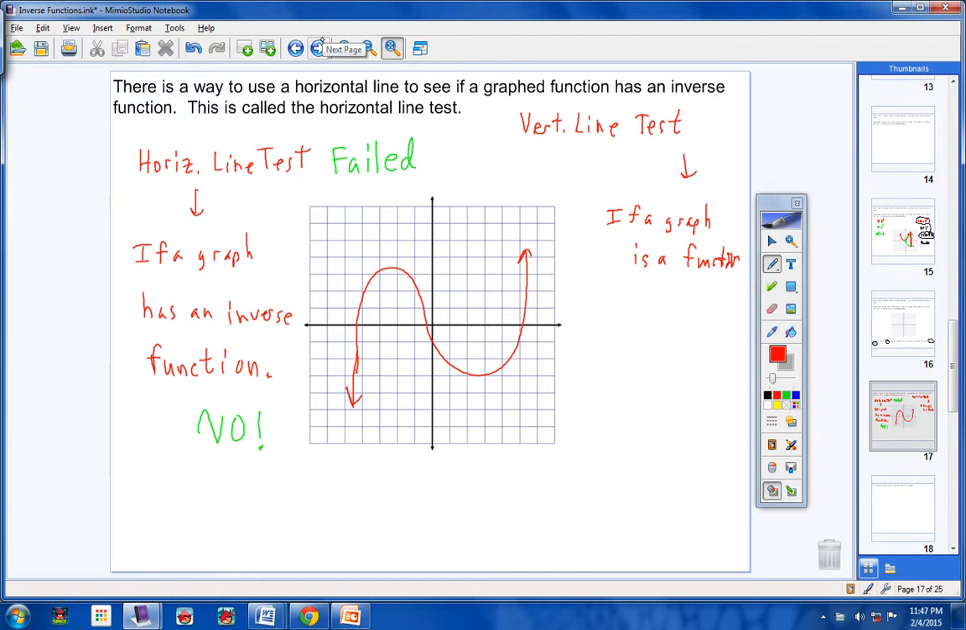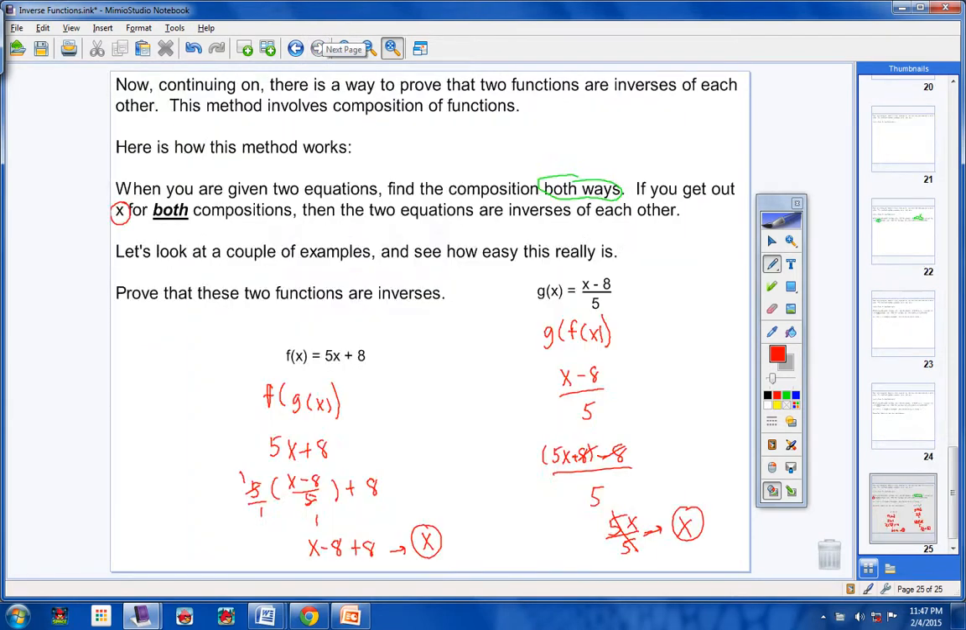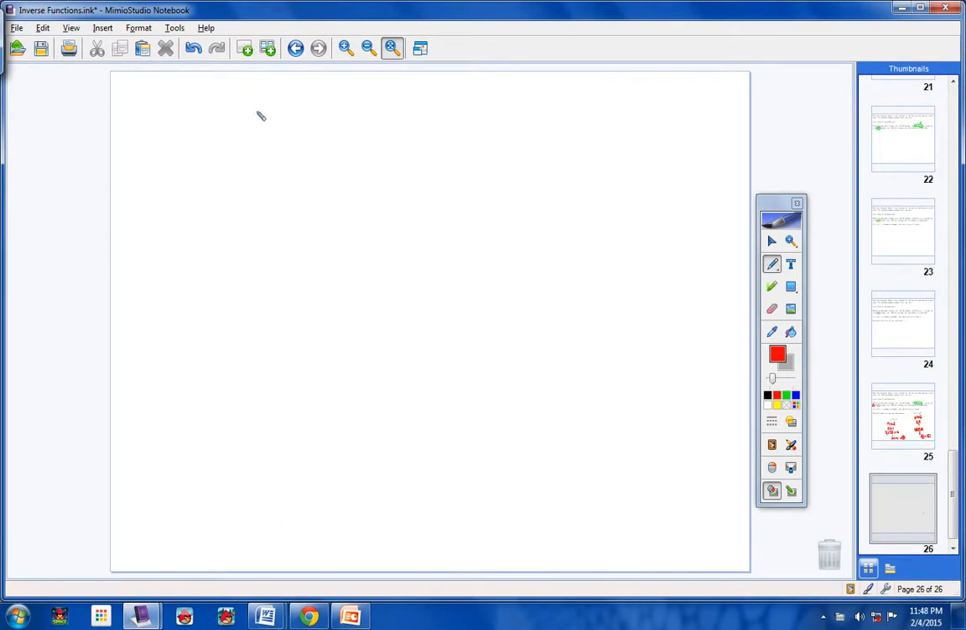But one thing we haven't talked about yet is how do we know if an equation has an inverse function, or if a function has an inverse function, without the graph. Now, it's really quite simple, and I want to go back and show you.